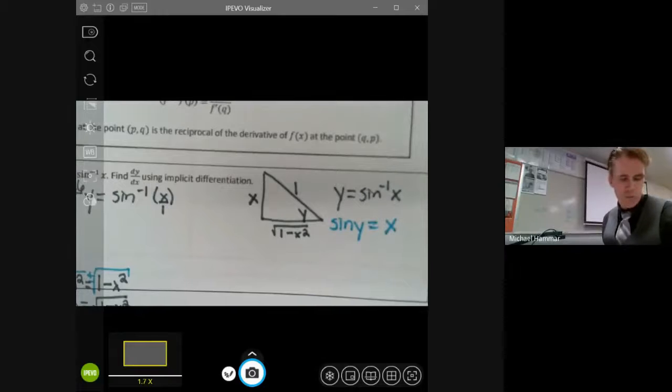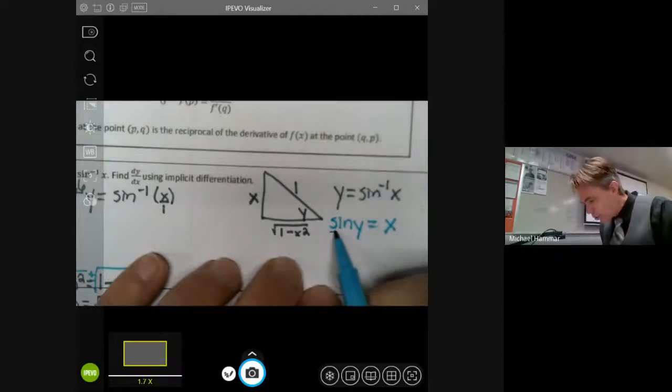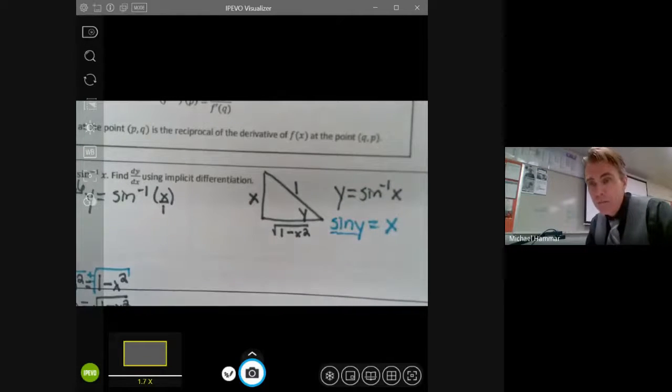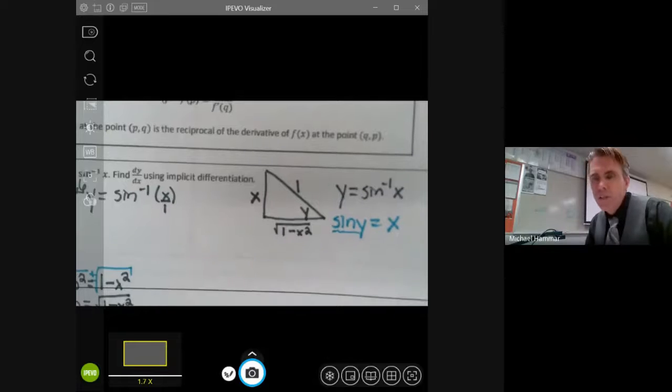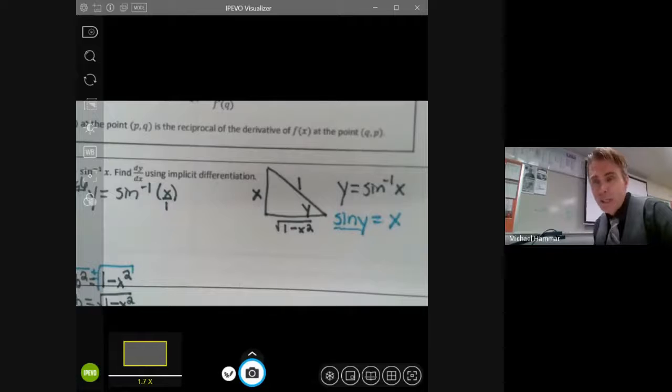equals x. So now, we're going to use implicit differentiation because we know we can take the derivative of that. Okay? We can take the derivative of sine of y. We couldn't take the derivative of inverse sine yet because that's what we're trying to prove. So we're just going to convert it back to its original equation where sine of y equals x.